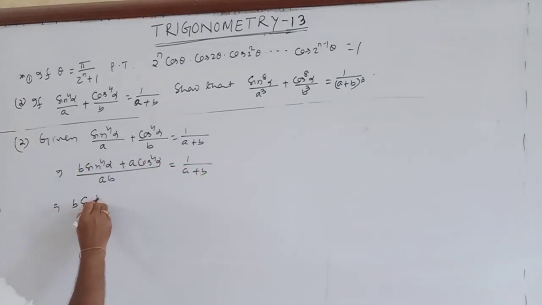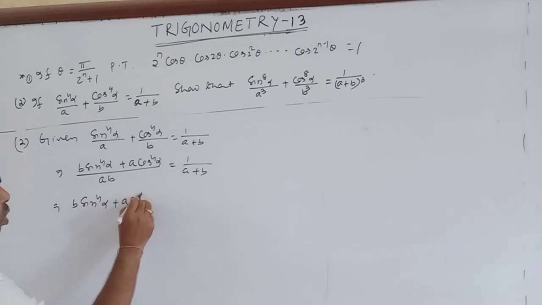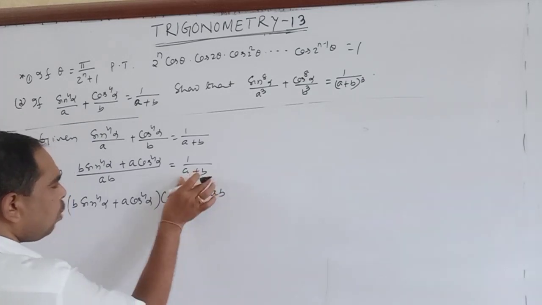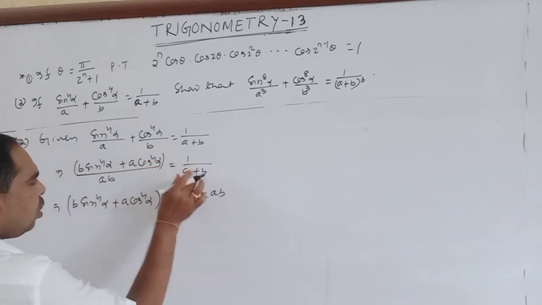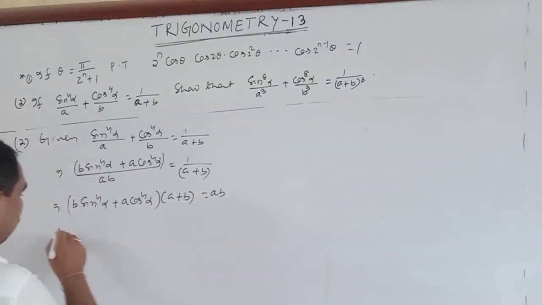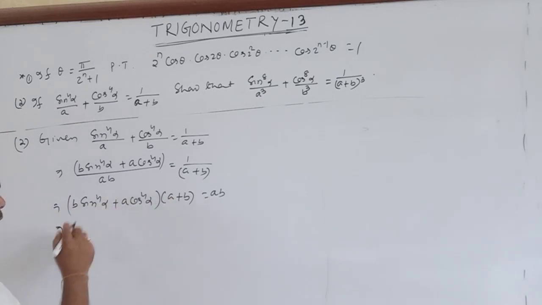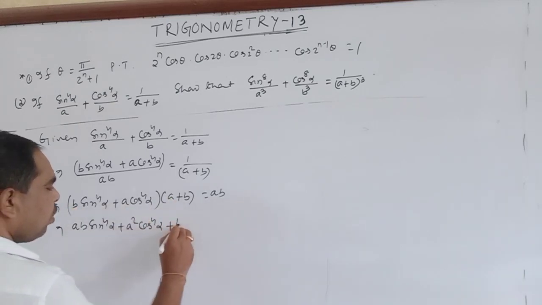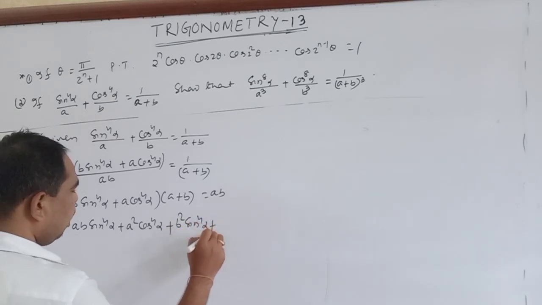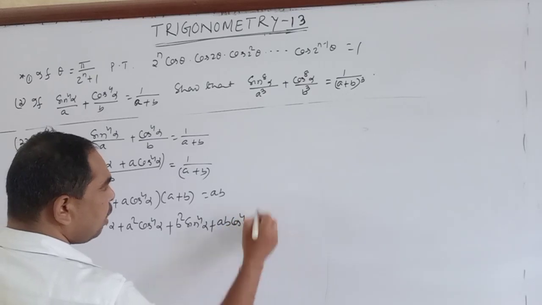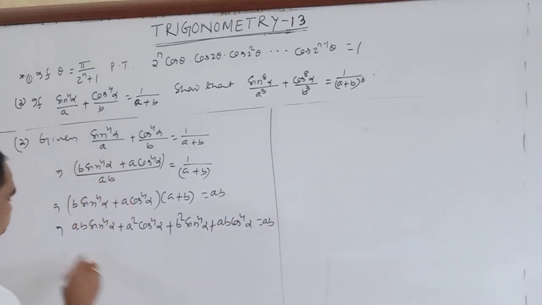So cross multiplication. b sin to power 4 alpha plus a cos to power 4 alpha into a plus b is equal to ab into 1, means ab. Okay, so implies a multiply individually. This is ab sin 4th alpha plus a square cos 4th alpha plus b multiply, b square sin 4th alpha plus ab cos 4th alpha is equal to ab.